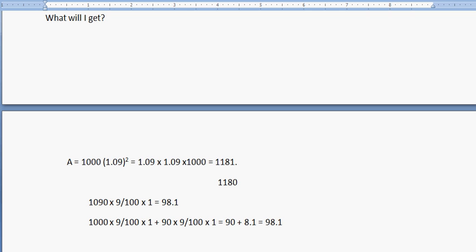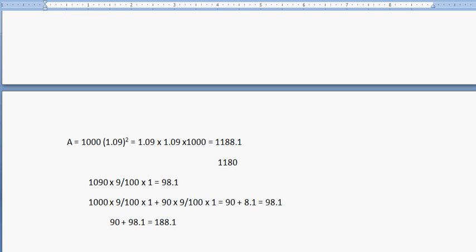So total interest charged would be 90 plus 98.1, which is equal to, what? It would be 188.1. So the answer here should be 188.1. So this is the interest which is garnered after 2 years, which is higher than what is garnered as simple interest.